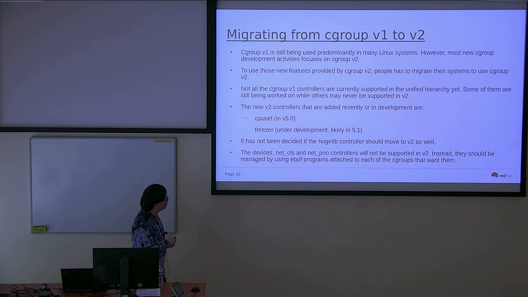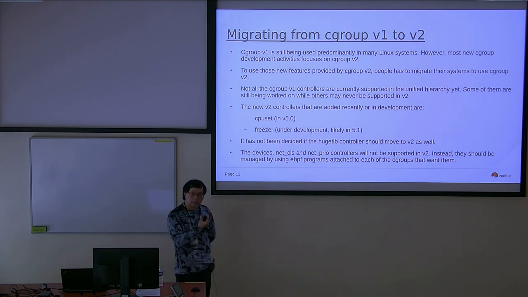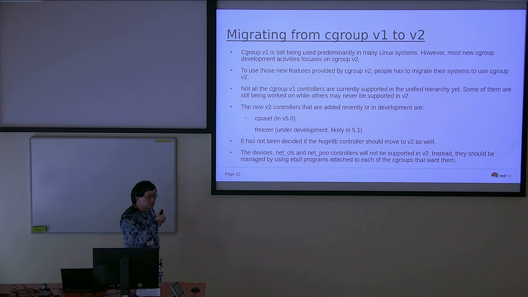And for the hugeTLB controller, it hasn't been decided whether we need to have it available in v2 at the moment, so it depends on whether there is a requirement to do that or not. Of the v1 controllers, the device controller, net_cls and net_prio controllers will not be supported in v2. Instead, they should be managed by using the eBPF program attached to each of the cgroups. Because one of the features newly added in cgroup v2 is that you can attach an eBPF program to each cgroup. So if you want to manage networking or manage devices, then use your eBPF program to do it instead of explicitly having a controller in the cgroup to do that.